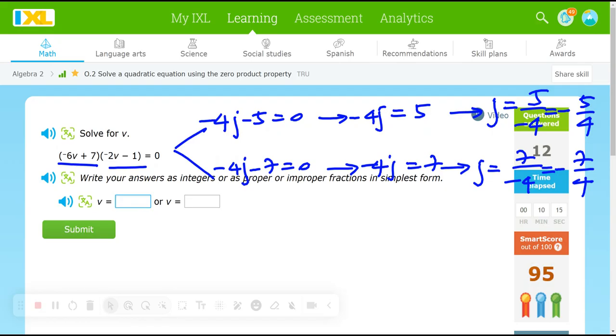But if I was you, I will put a negative sign in the front. Okay, that's it, you guys.